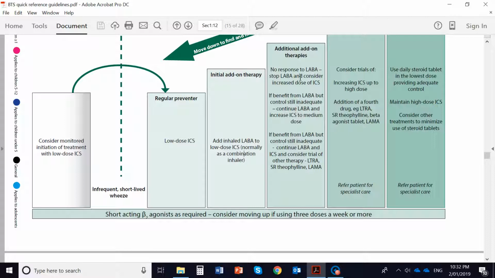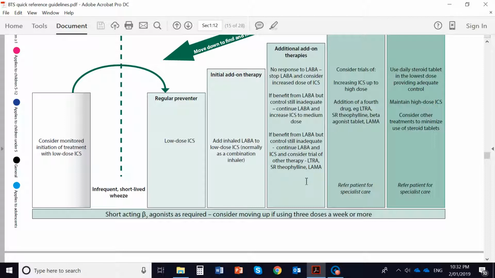Now, so again, no response to LABA, so you stop LABA. Some response with LABA, you increase the dose of ICS. There is some benefit from LABA, but it's still not adequate. So you use LABA and ICS together, and you also try either a leukotriene receptor antagonist or a LAMA or sustained release theophylline.